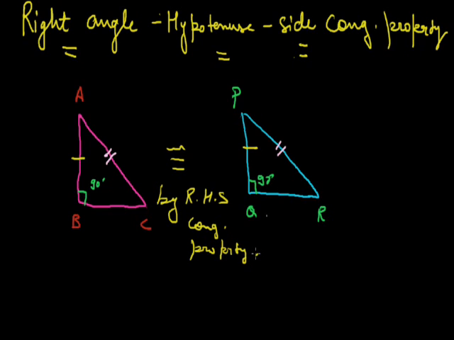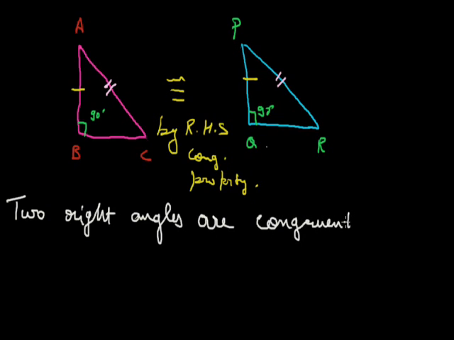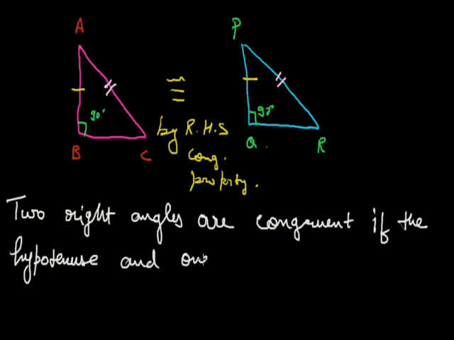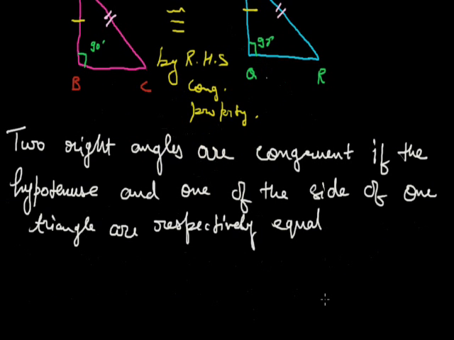So this property says that two right-angled triangles are congruent if the hypotenuse and one of the sides of one triangle are respectively equal. Here the word respectively is very important.